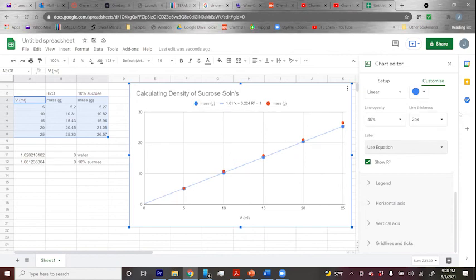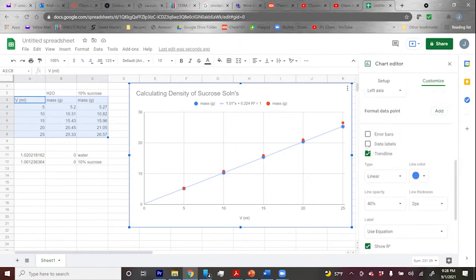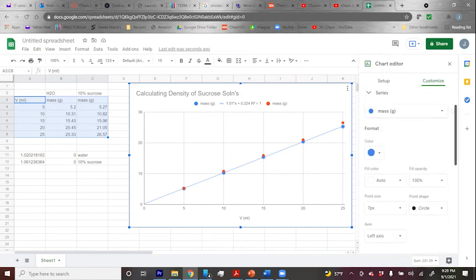So I think I can label that. Yeah, I can label that somewhere. Oh, maybe here. Anyway, you want to keep straight which is which. So that is the slope for my just water. So to get the slope for my 10% sucrose, I double click on one of the red points, which is my 10%.